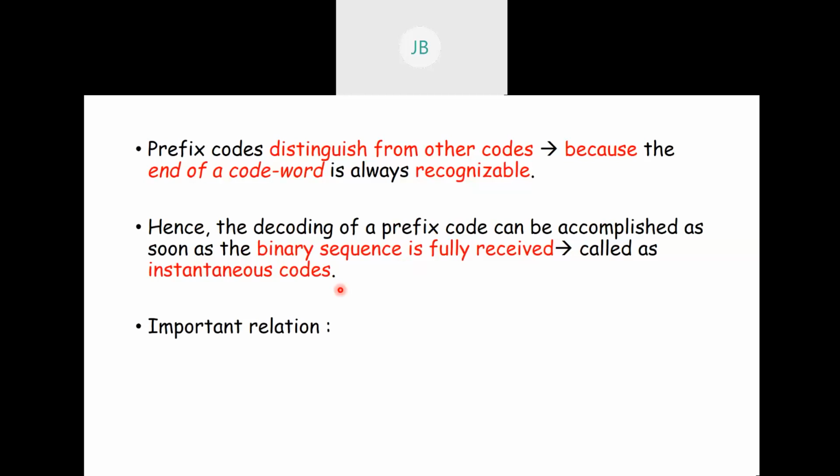Now we have an important relation here. This L is the average length of the code word, and H is the entropy. The entropy value is less than or equal to the average code word length, but the average code word length is less than entropy plus 1. This is an important relationship. Always it will follow this property.